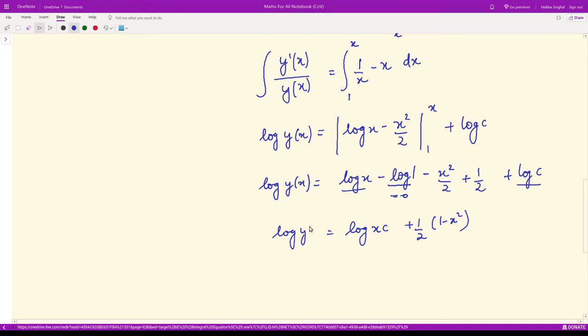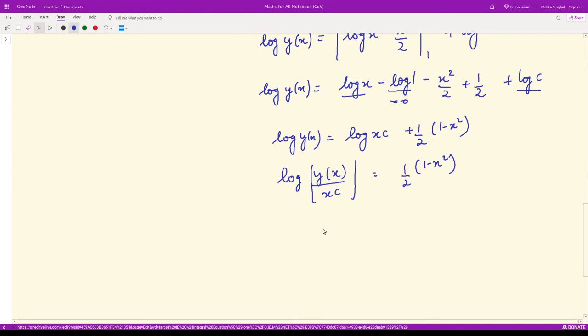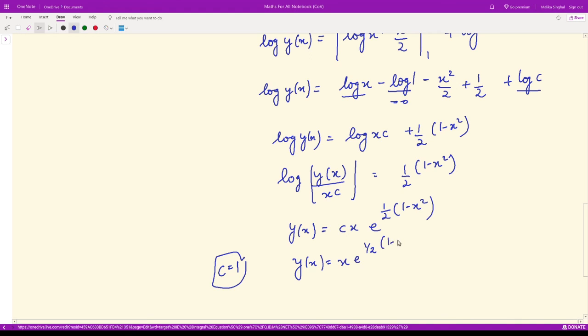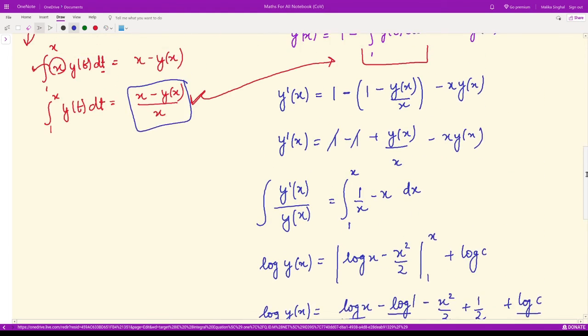So this would give us log of y of x divided by xc is equal to 1 by 2 times 1 minus x square. So ultimately it would be y of x is equal to cx into e to the power 1 by 2 times 1 minus x square. Now we can take c is equal to 1. So our solution could be y of x is equal to x into e to the power 1 by 2 times 1 minus x square. Actually there are so many solutions depending on this constant c, but let us look at our options.